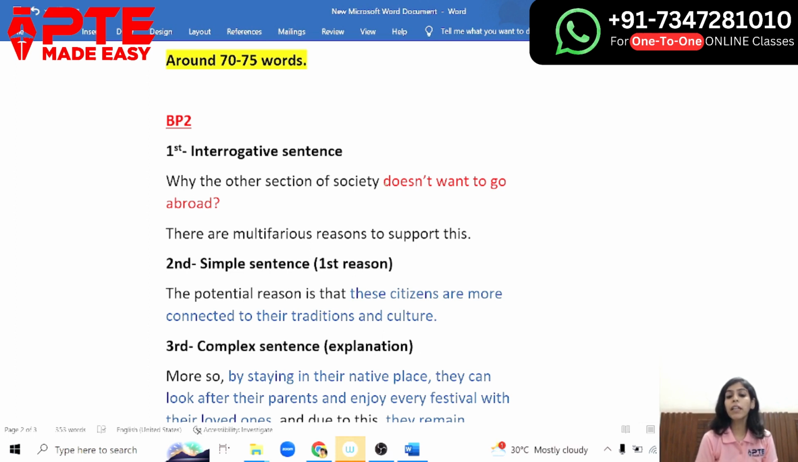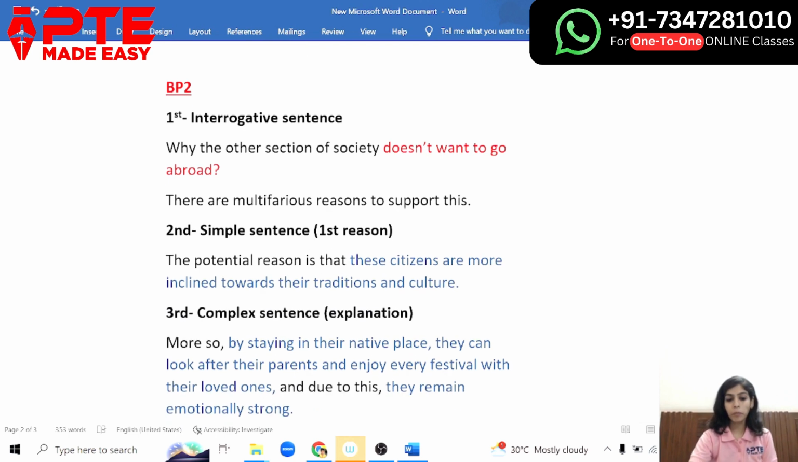Okay, they are more connected towards their, or more inclined towards their. So more inclined, because we have already used connected earlier. So here we can use: they are more inclined towards their traditions and culture.